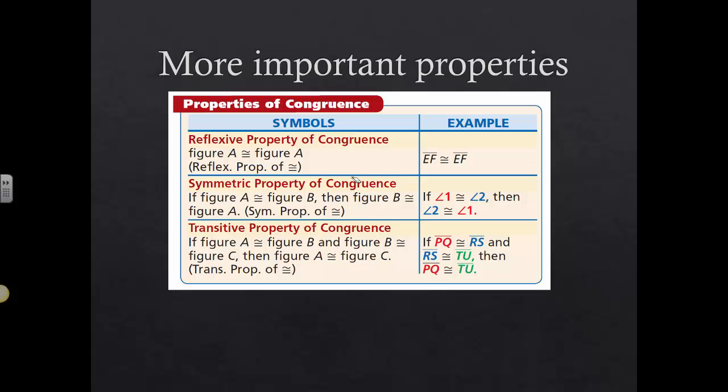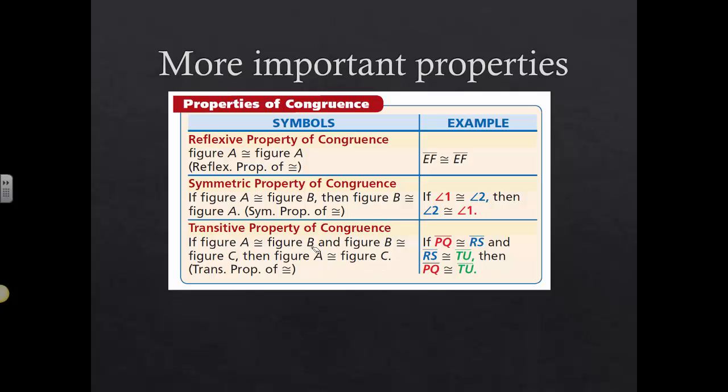The symmetric property of congruence is very similar to the symmetric property of equality. If figure A is congruent to figure B, then figure B is congruent to figure A. Or if angle 1 is congruent to angle 2, then angle 2 is congruent to angle 1. That is an example of the symmetric property of congruence. And lastly, just like we had the transitive property of equality, we have the transitive property of congruence.